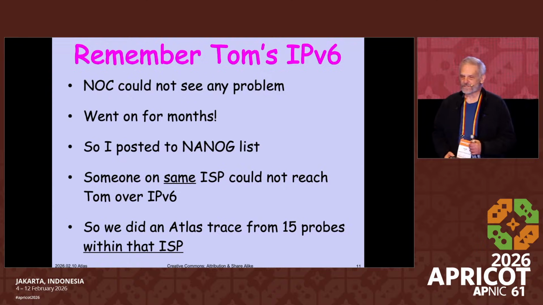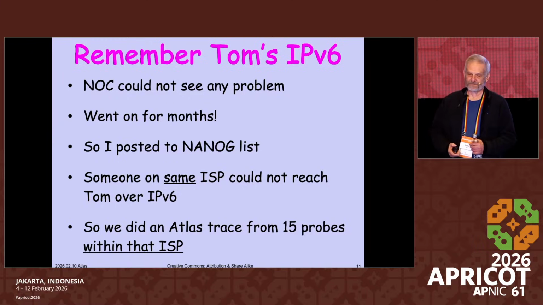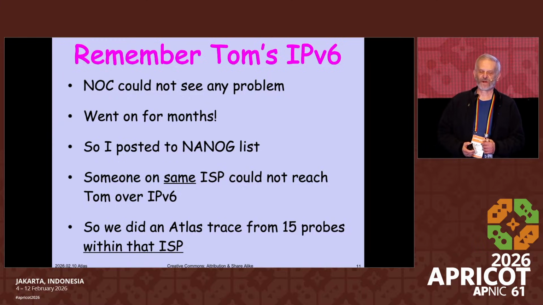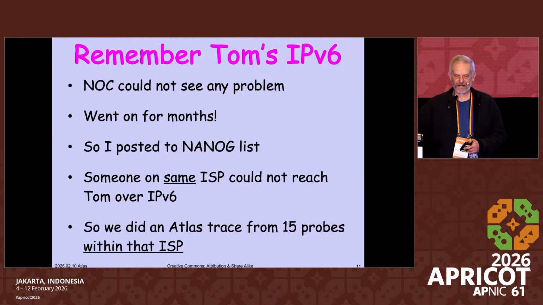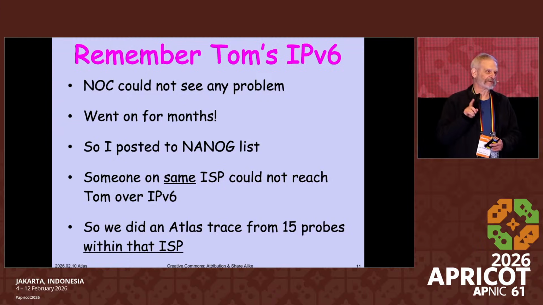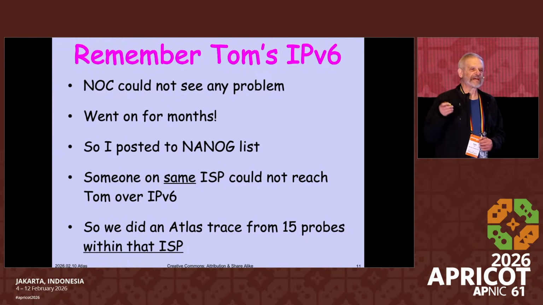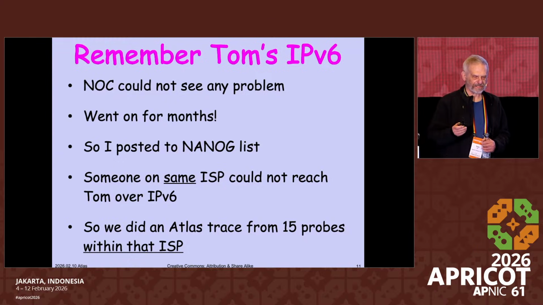So the other one was Tom's IPv6. Their NOC could not see any problem. This had been going on for months. I wrote to their NOC. They didn't even respond. So I posted to the NANOG list, and someone from the same ISP could not reach him over IPv6. So that says, oh, that ISP has internal routing problems.